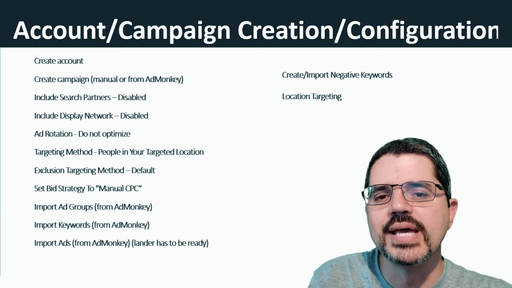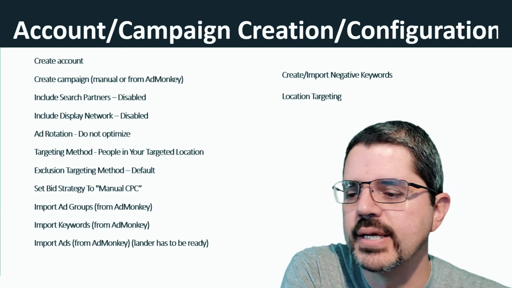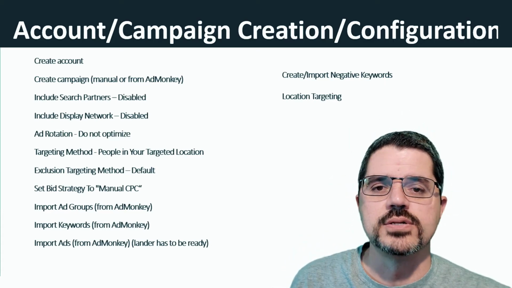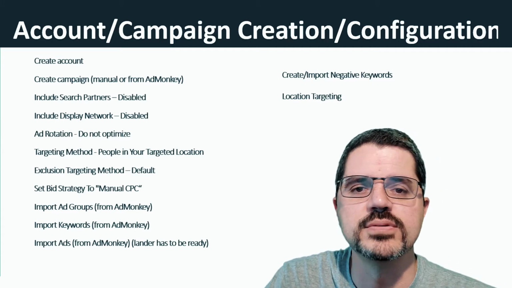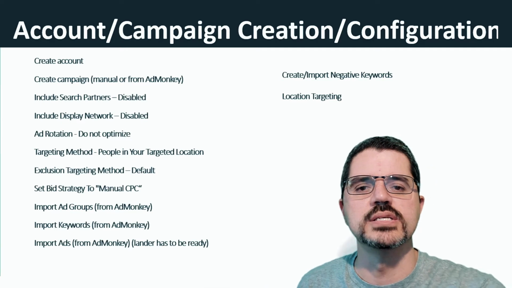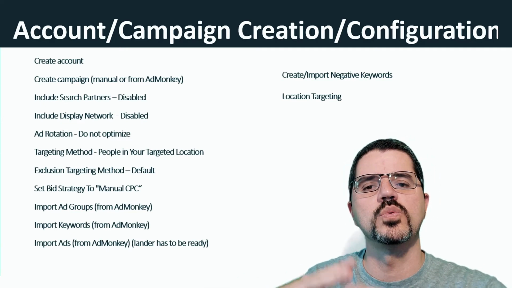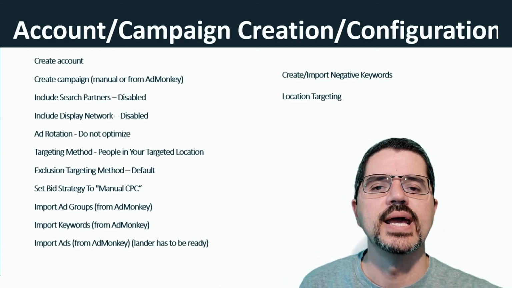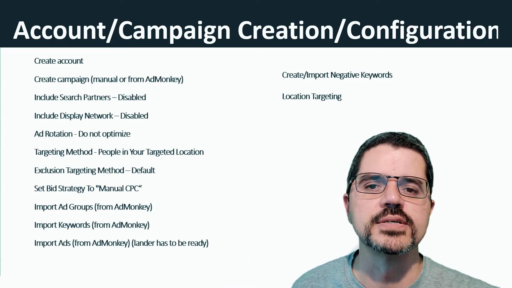We're going to set location targeting, meaning if we're looking for sellers in a specific town, city, zip code, county, this is when we say, okay, this is the area we want to target, and we don't want to show our ads anywhere but this area specifically.